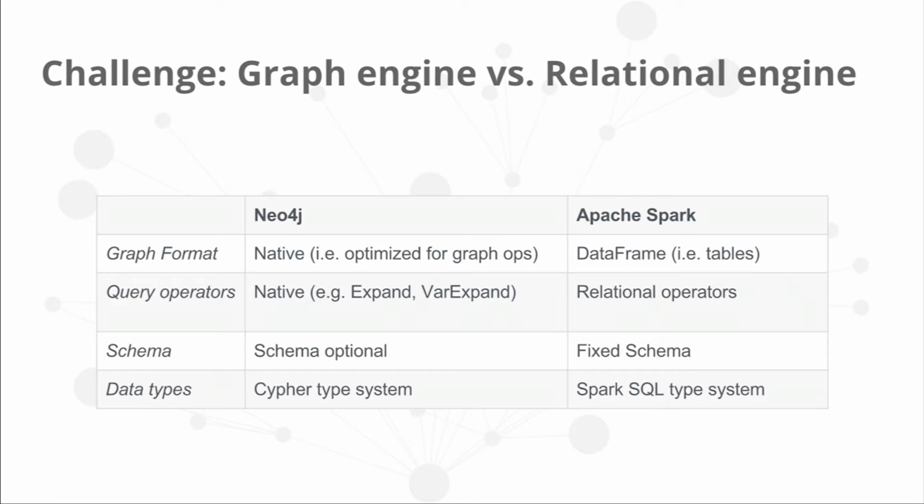Another challenge we have to deal with is the topic of schema. We have optional schema in Neo4j, and we have a fixed schema in the data frame API. And the last one is data types. We have the Cypher type system, and we also have a type system in Spark SQL, and we have to translate between those systems. So I will briefly look into these challenges.